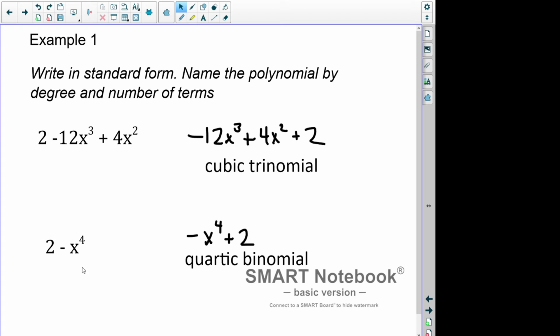For this one, there's only 2 terms in it, so we have a binomial, but the x to the 4th term should come first, and that negative stays with that, right? So this is negative x to the 4th plus 2. So this would be a quartic binomial.